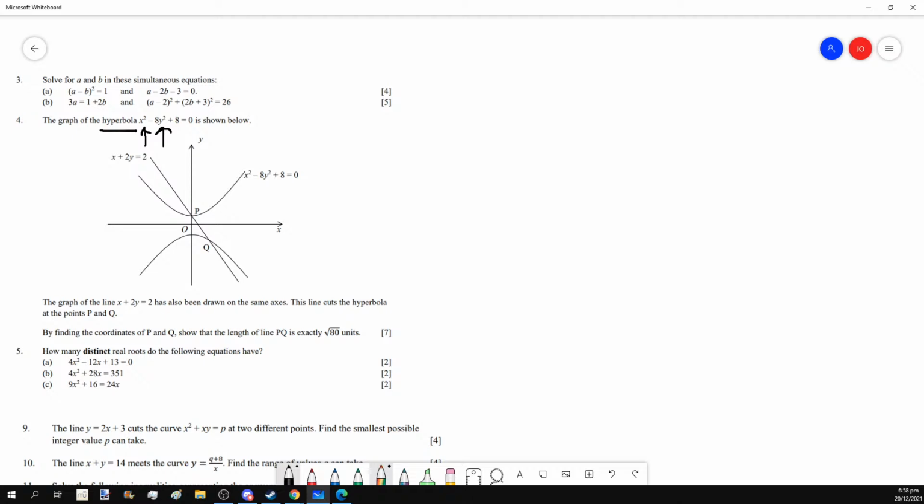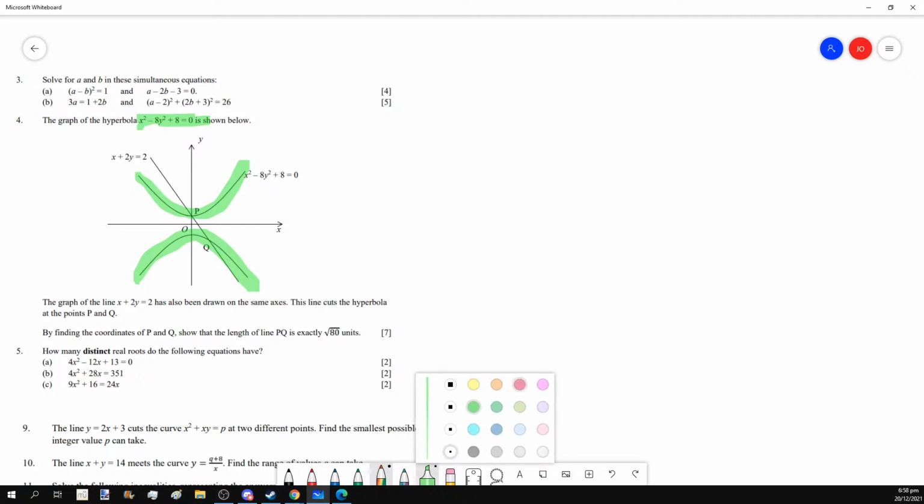I can use simultaneous equations, or if the question wants me to prove how many intersections, I can use the discriminant. Right, so the question says that we have this hyperbola, which will be this guy. For some reason it's split into two pieces, but you don't need to worry too much about it. And there is a straight line that's given to us. This straight line over here will cut at the position P and at the position Q.